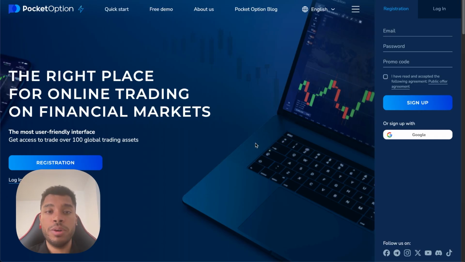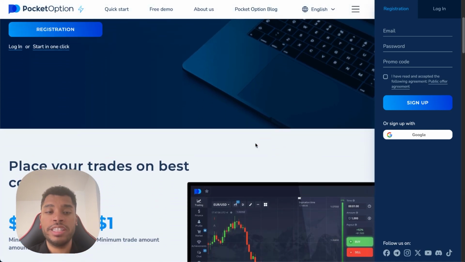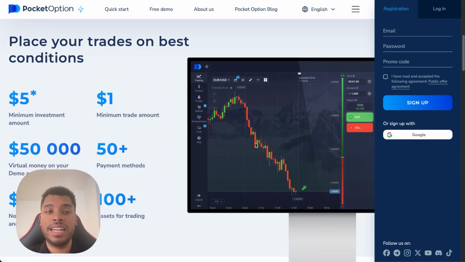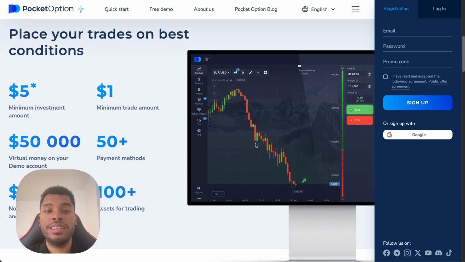So, I'm currently on the home page of Pocket Option, and if we start scrolling down, we can immediately see some interesting numbers about this platform. Like for example, that the minimum deposit requirement is just $5, the minimum trade amount is $1, so this means that by making the minimum deposit, you're going to be immediately able to open 5 different trades. You get access to a demo account with $50,000 that you can use to experiment with the platform. You get access to 50 different payment methods that you can use both to withdraw and deposit your money. You have a $0 commission both on deposits and withdrawals, and you can trade more than 100 different assets.